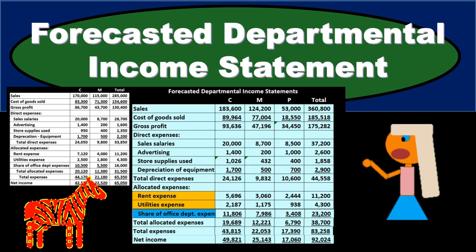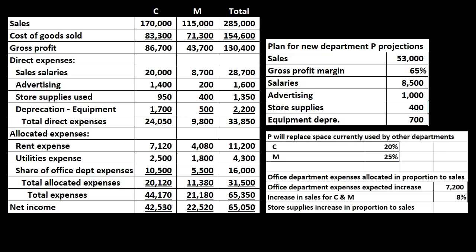In this presentation, we will take a look at an example of a forecasted departmental income statement. This is going to be our data.